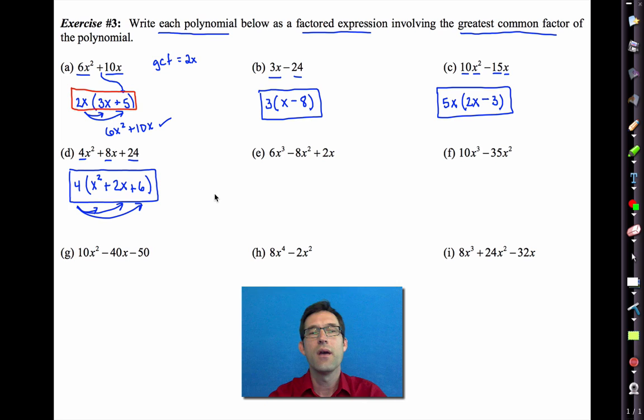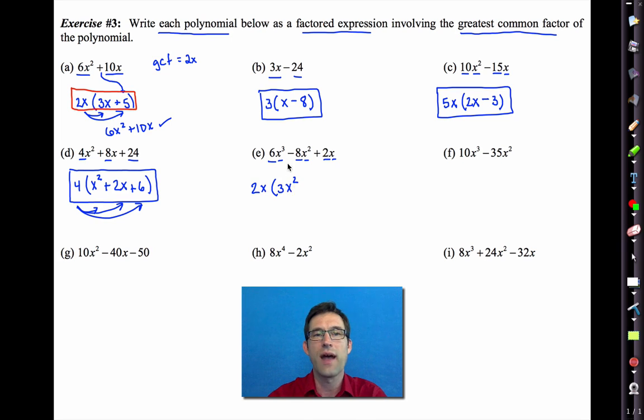All right. Pause the video, try letters E and F on your own, okay? All right, let's go through them. I look at the 6, the 8, and the 2, and there's a GCF of 2. I look at x cubed, x to the second, x to the first, and there's a GCF of x to the first. 2 times what gives me 6? Well, that's 3. What do I have to multiply x by to get x cubed? That's going to be x squared, right?